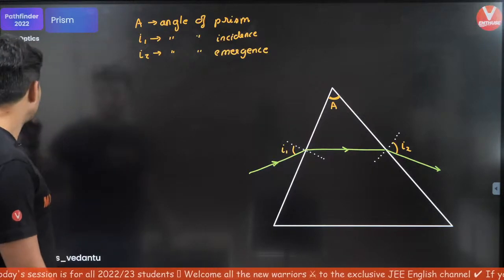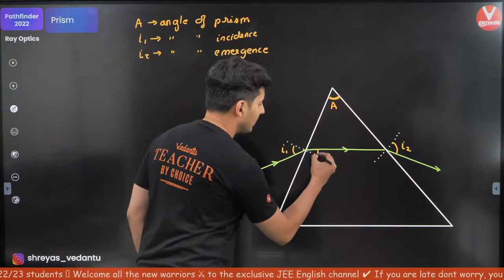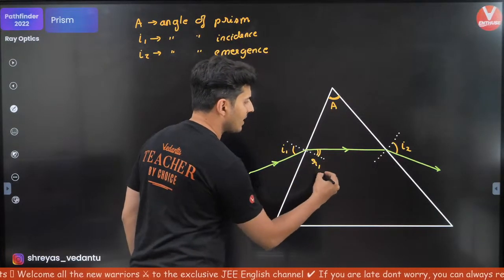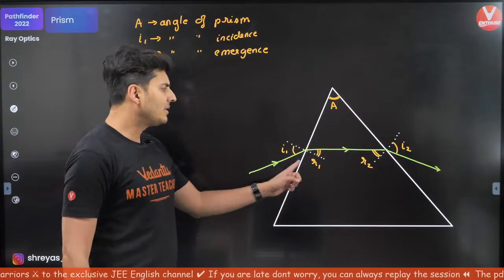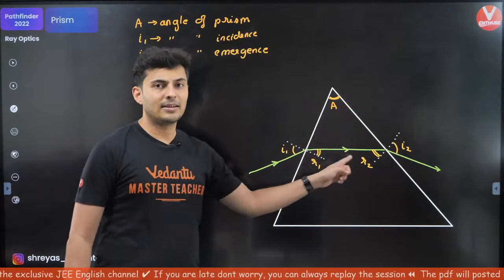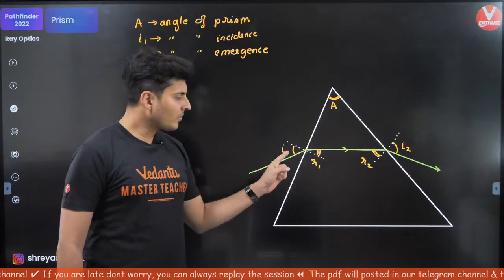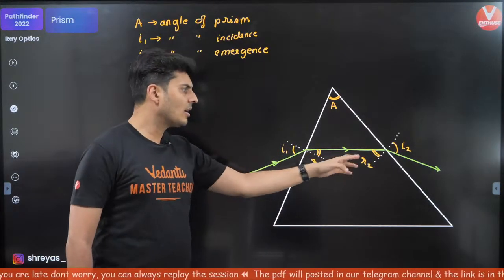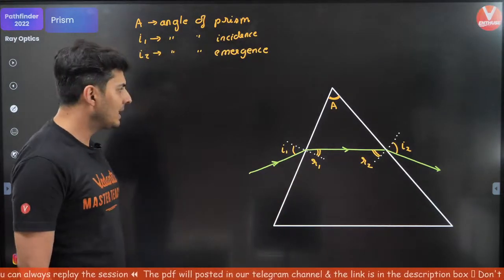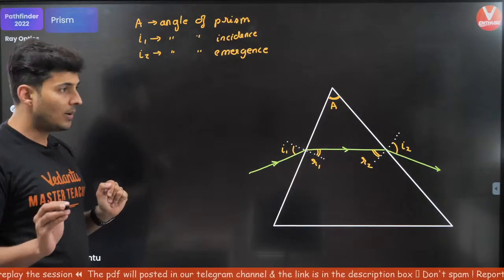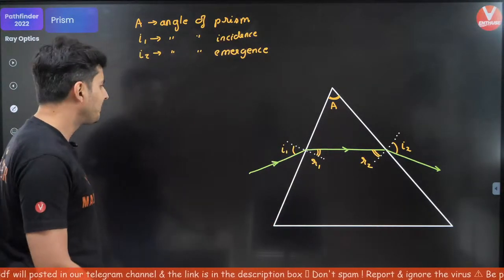Don't worry. The next angle that you need to know about is one over here. This I'm going to call R1, and this over here I'm going to call R2. These are your inside angles after refraction. So R1 and R2 are the angles inside the prism after the light rays get refracted. So that's it. Fair enough. I hope everybody has understood what these angles are. Now I have a feeling these angles are somehow related to each other, and let's see what it could be.